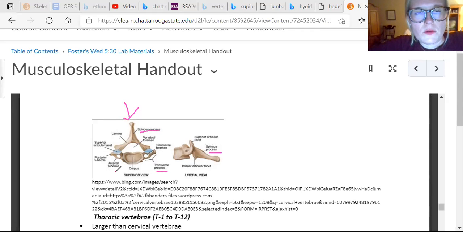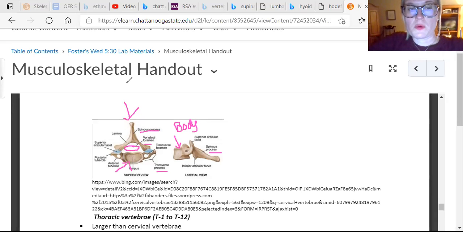Now, here's something you haven't seen till now. This is called the body, okay? This is the body. So that's the body. And here, the vertebral foramen, so a big hole. Notice it's still really big for the spinal cord to go through, okay?